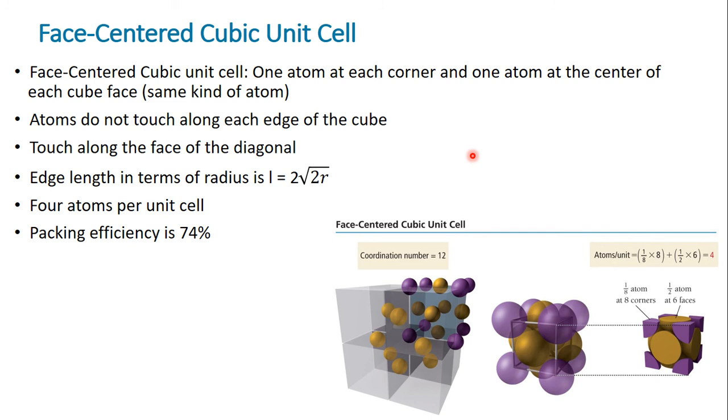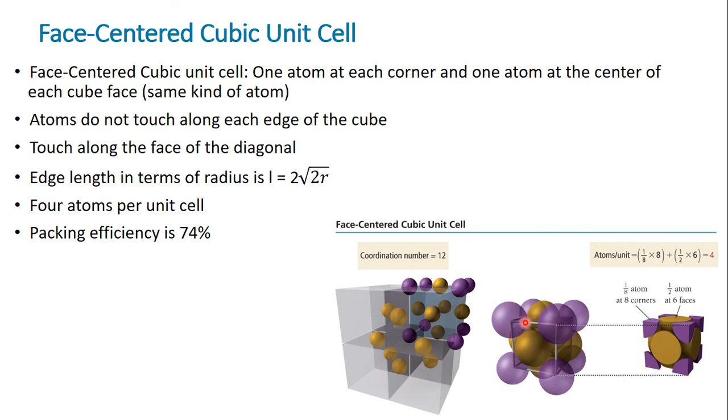Then you have the face-centered cubic unit cell, where again you have one atom at each corner, but this time you also have an atom dead center on one of your faces. And even though these atoms are colored differently, these are the same atoms or molecules.